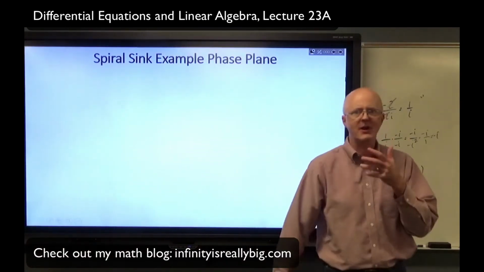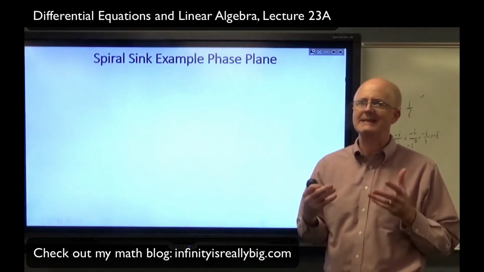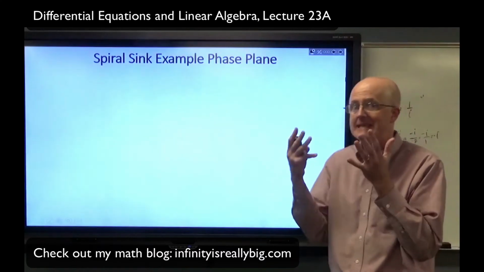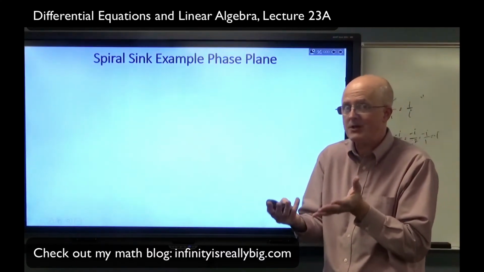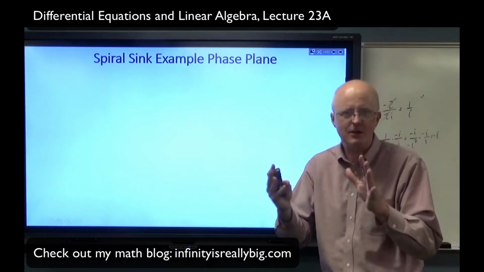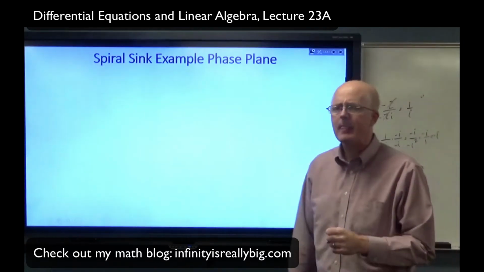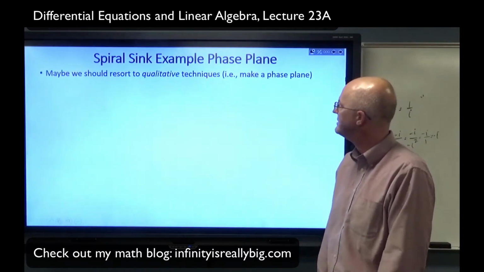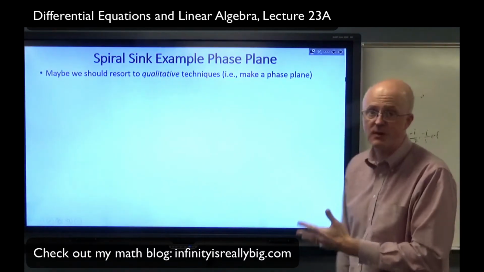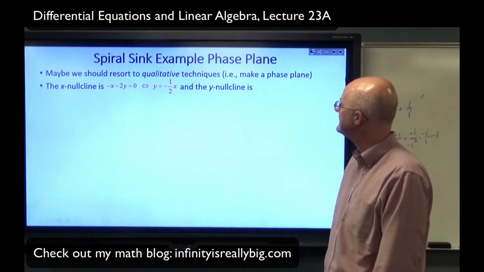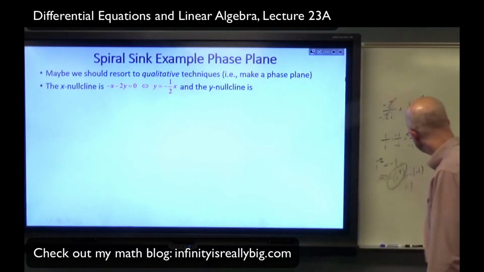But maybe before we try to work through it algebraically, maybe we should take a step back and say, hey, we have qualitative techniques. Our original system is a real system, no imaginary or complex numbers, or, I mean, the real numbers are complex numbers, but you get what I mean. We should be able to draw a phase plane. We should be able to use qualitative techniques, make a phase plane, draw nullclines. Yeah, the x nullcline is this. I erased the matrix.